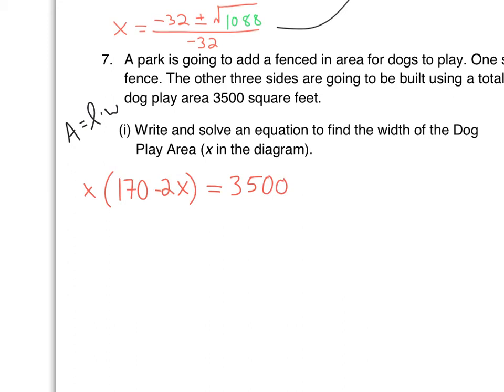Let's do some distributing here. 170 times x is 170x. X times negative 2x is negative 2x squared. That's going to be my 3,500. Then let's go ahead and get 0 on the right-hand side so we can solve. I'm just going to do some rewriting. I'll put that negative 2x squared out front. The 170 is positive, so that's going to be plus 170x.